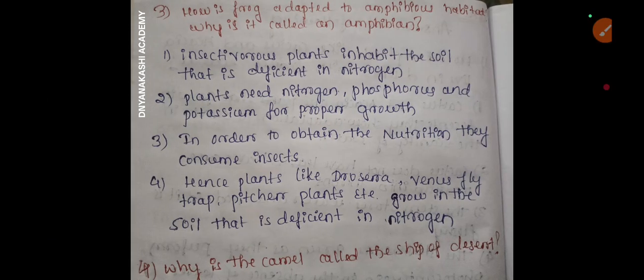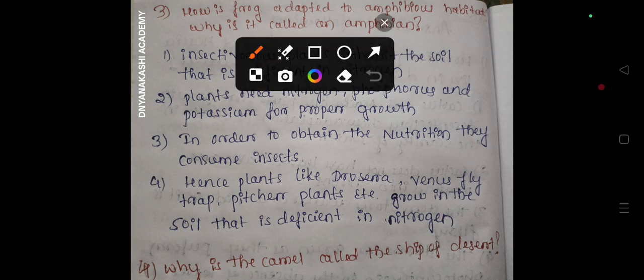Next question. How is a frog adapted to an amphibious habitat? Why is it called an amphibian? Amphibians are animals that live in water and also on land. We call such animals amphibians. Read the characteristics of amphibians like a frog. First point is like this.